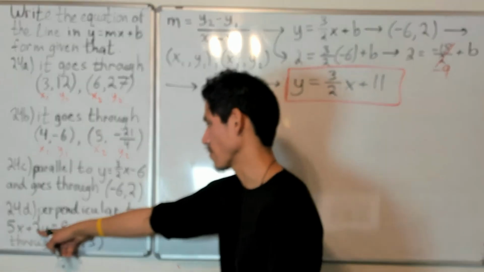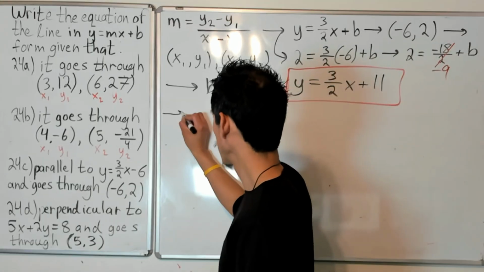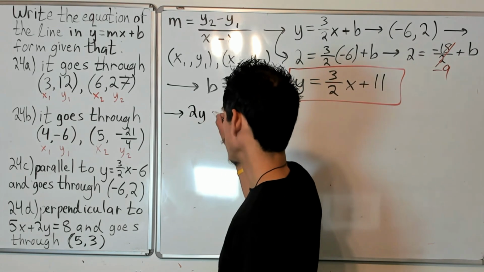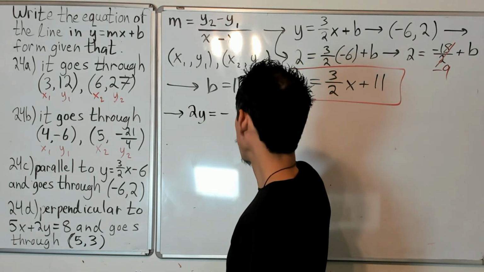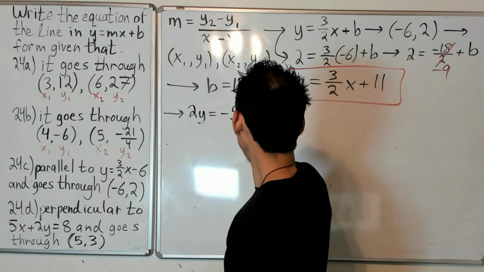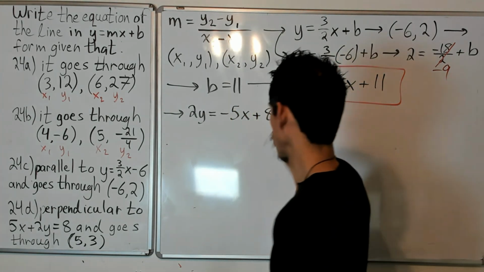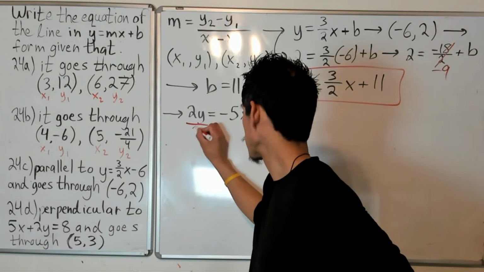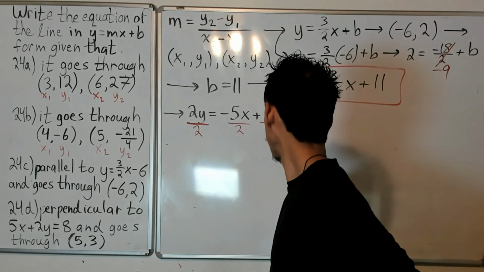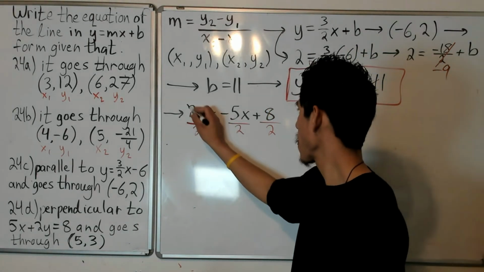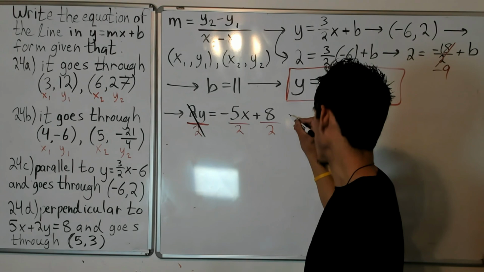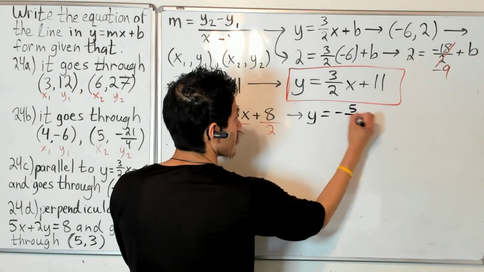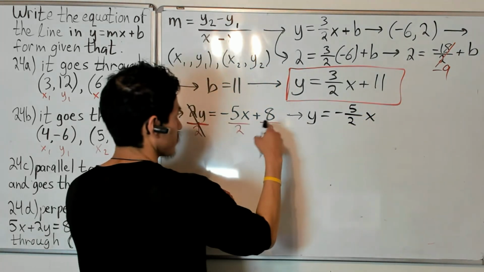So let's first solve for y. So let's start off by taking away 5x from each side. So we would get 2y equals -5x plus 8. Next, I'm going to divide everything by 2. And I would get that y would be equal to negative 5 halves x plus 4.